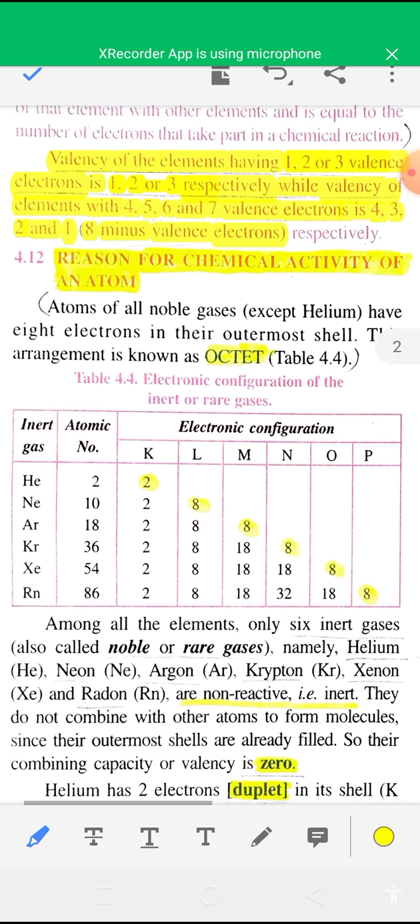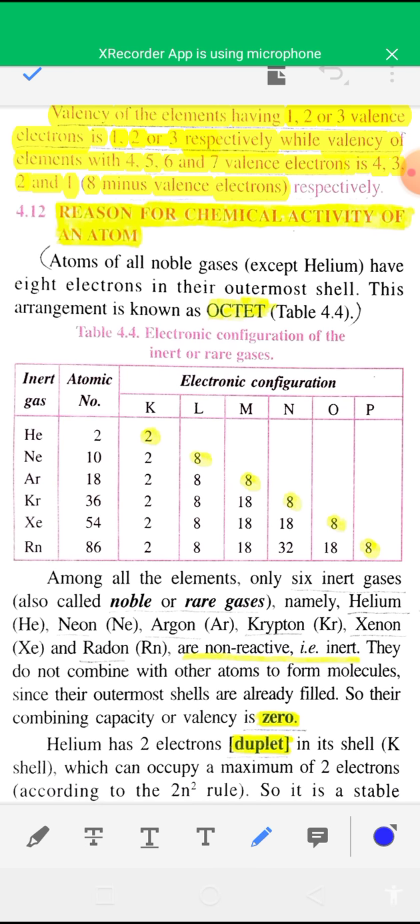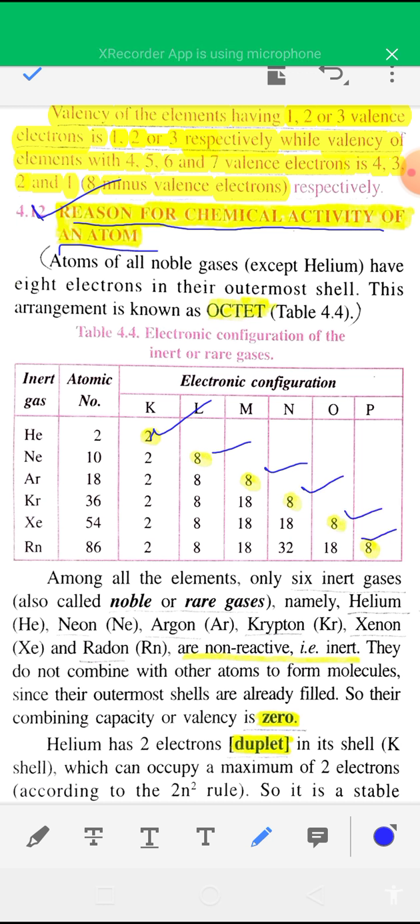Now see, the reason for chemical activity of an atom. I have told you that all noble gases except helium have 8 electrons in their valence shell, while helium has only 2 electrons in its valence shell. All the other noble gases have 8 electrons in their valence shell, and this is known as octet. This arrangement, that is 8 electrons in the valence shell, is known as octet.